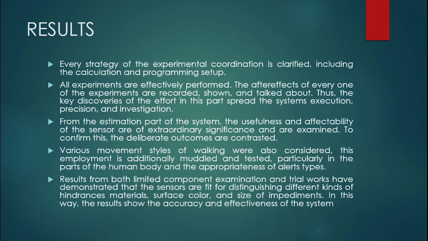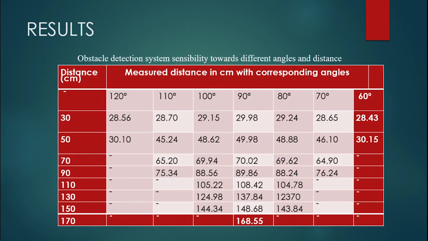You can see the first experiment carried out. This is the obstacle detection system sensibility toward different angles and distance. This is the measured corresponding angles measured in cm, and this is the distance in cm. So 30 cm distance, 120 angle. You can see the accuracy here. You can see how it's measured. Yeah, this is the result of the measurement.